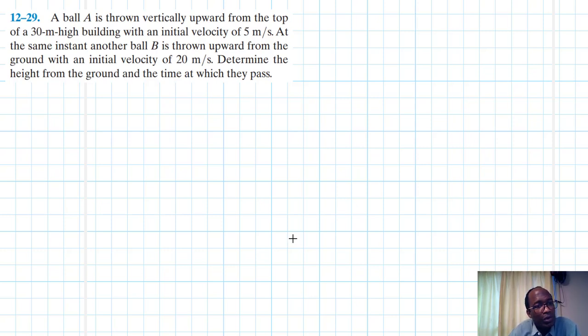The problem reads: a ball A is thrown vertically upwards from the top of a 30-meter high building with an initial velocity of 5 meters per second. At the same instant, another ball B is thrown upwards from the ground with an initial velocity of 20 meters per second. Determine the height from the ground and the instant at which they pass each other.